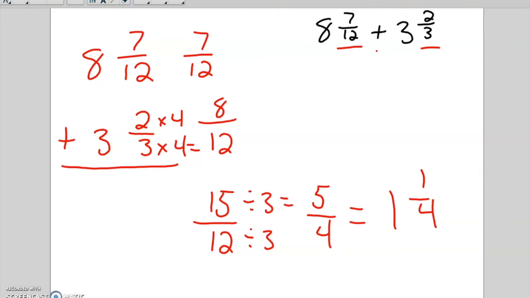My whole number is 8 plus 3 is 11. Okay. Add my 1 here. And change that to 12 and 1/4. Okay? You didn't see what I did there. You might want to rewind that and see again and listen.